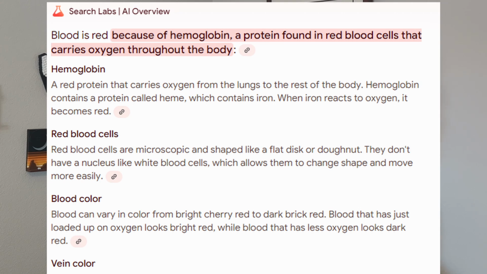Hemoglobin, a red protein that carries oxygen from the lungs to the rest of the body. Hemoglobin contains a protein called heme, which contains iron. When iron reacts to oxygen, it becomes red. Now that answer makes it sound like the iron reacting with oxygen is responsible for the red color. However, in their own generative AI, it goes on to say that blood is red even when oxygen isn't bound to iron. And you'll find more discussion online of people being confused, saying, I thought that iron complexes were green. Why is the one in hemoglobin red?